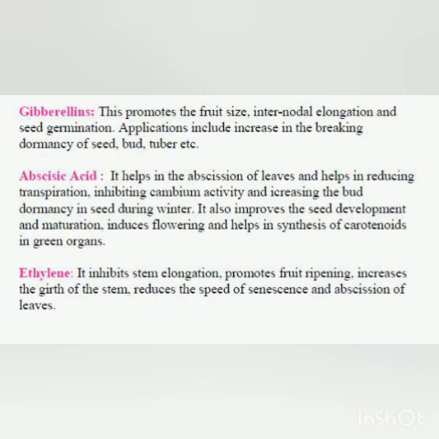Then another hormone is called ethylene. Ethylene inhibits stem elongation, promotes fruit ripening, increases the girth of the stem, and reduces the speed of abscission of the leaves. So today we will discuss this much, and in the next class we will discuss the endocrine system.